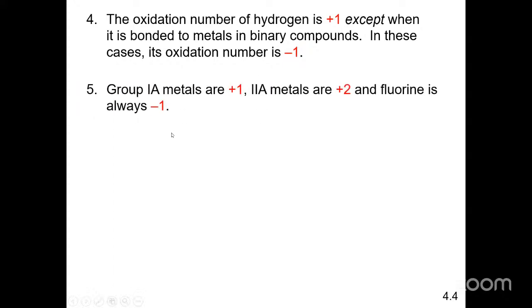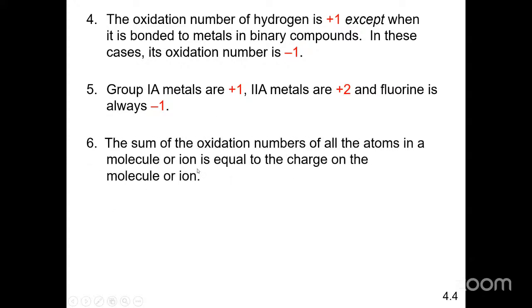So that's a special rule for hydrogen. The next rule has to do with elements in certain groups. If the element is a group 1A metal, and if they're combined with anything else, their oxidation number would be +1. If you're dealing with group 2 metals, then their oxidation number would be +2. And then there's a special situation in the case of fluorine. If fluorine is bonded to anything, doesn't matter what it is, its oxidation number is going to be -1, all right?